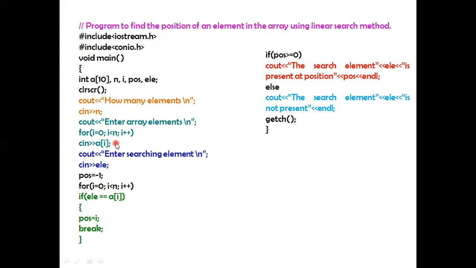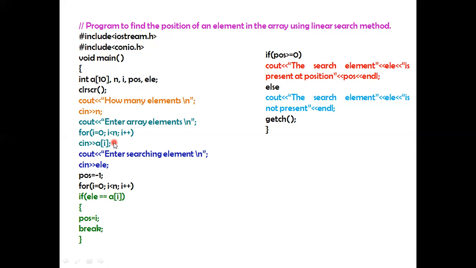In this case, every time i goes on increasing by plus 1. This time 0, next time 1, next time 2. For every iteration, it is going to increase by plus 1. Now, 0 is less than 5. Yes, it is true. True means we'll execute input statement a of i. a of i means a of 0. The first value which is given by the user will be stored in the location a of 0.